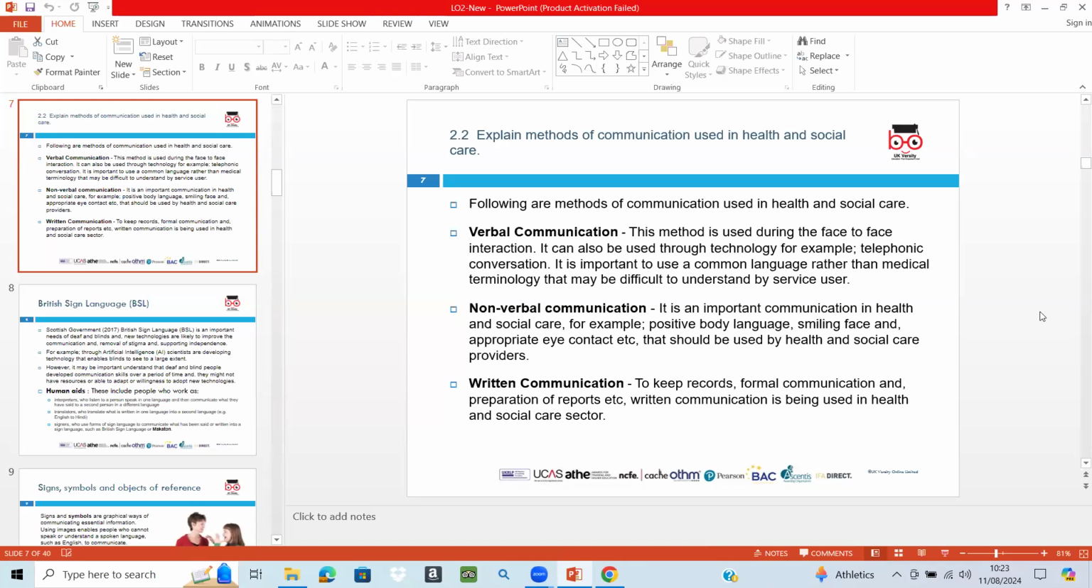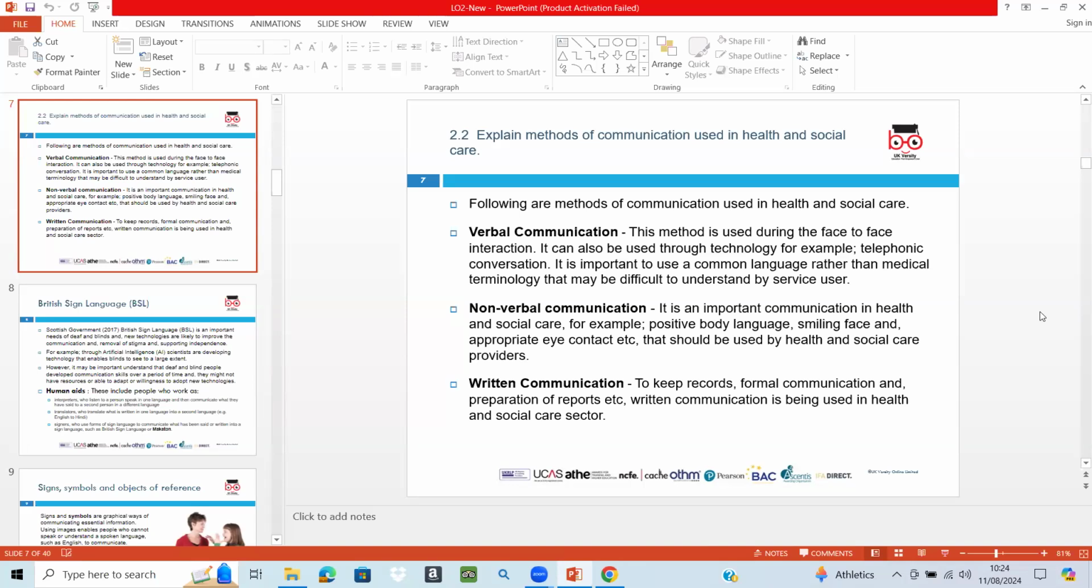So, here we have to discuss methods of communication used in health and social care. Right. So we have verbal communication, non-verbal communication, and written communication. When we talk about communication, communication in healthcare comes in various forms, and each plays a vital role in service user care.